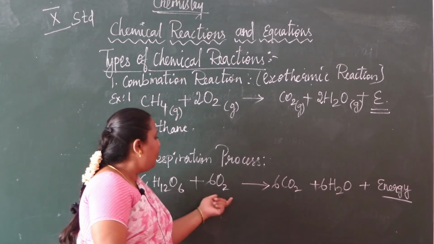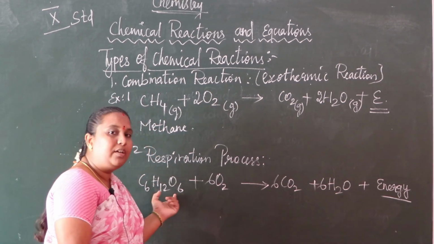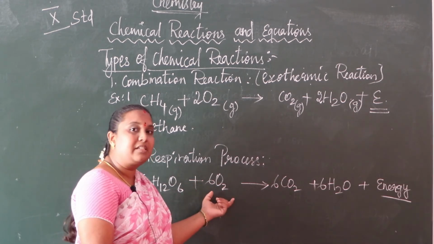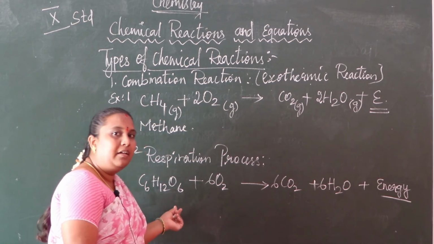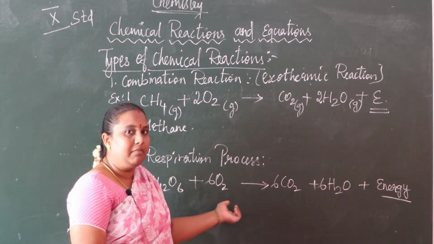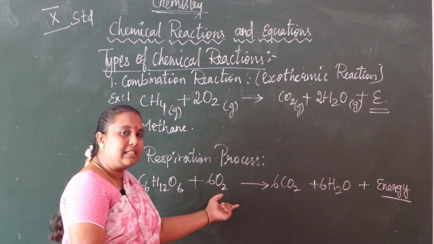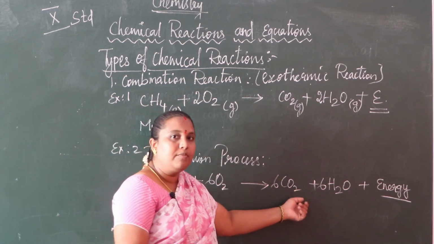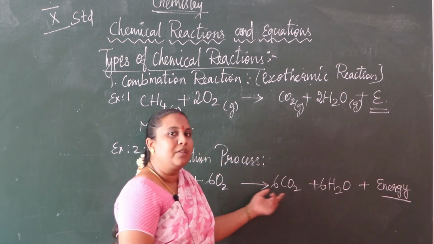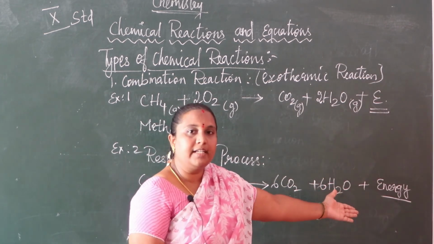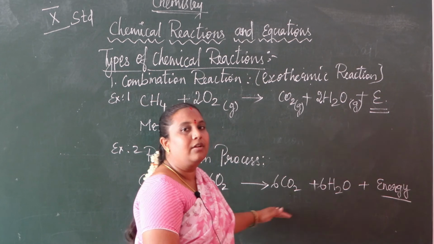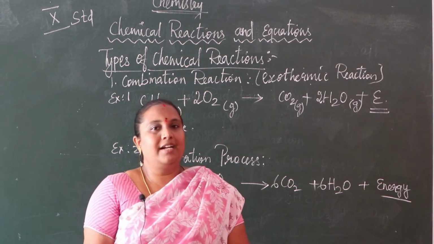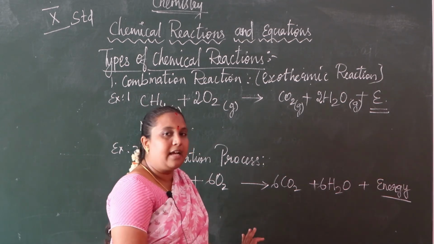Here also, one is a compound and one is an element. Two substances combine to form products, and we are getting energy from that. Energy is released, which means it is an exothermic reaction, and it is also said to be a combination reaction.